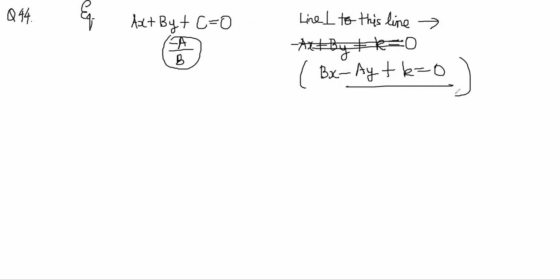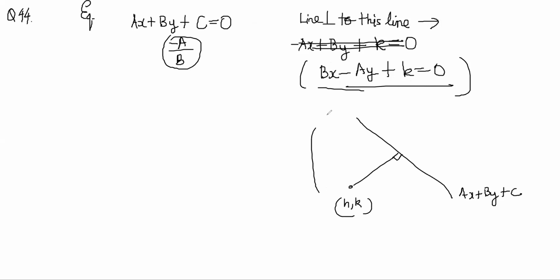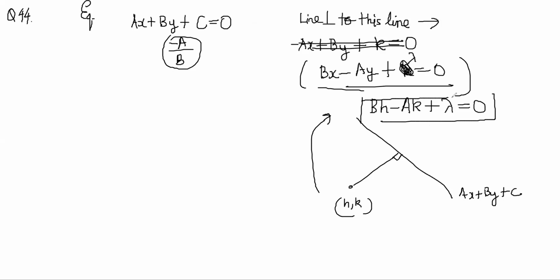Now this perpendicular line is passing through (h, k). You are drawing a foot of perpendicular from (h, k) to this line, AX plus BY plus C, drawn from the point (h, k) upon the straight line. So (h, k) will satisfy this line, no? So we'll get Bh minus Ak. Okay, I should have not used K here, so I'll call it lambda: Bh minus Ak plus lambda is equal to 0. This relation is there for you.